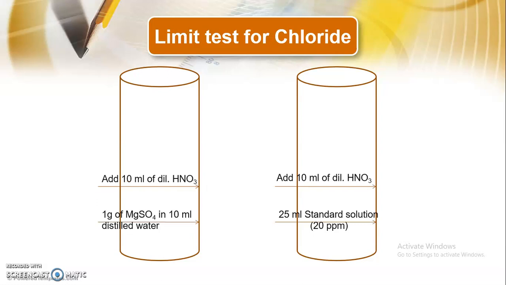After that, in both the Nessler cylinders, we are going to add 10 ml of dilute HNO3. Then we are going to dilute these quantities up to 50 ml with distilled water. There is always one mark present on the Nessler cylinder, and up to that mark we are going to fill the water.